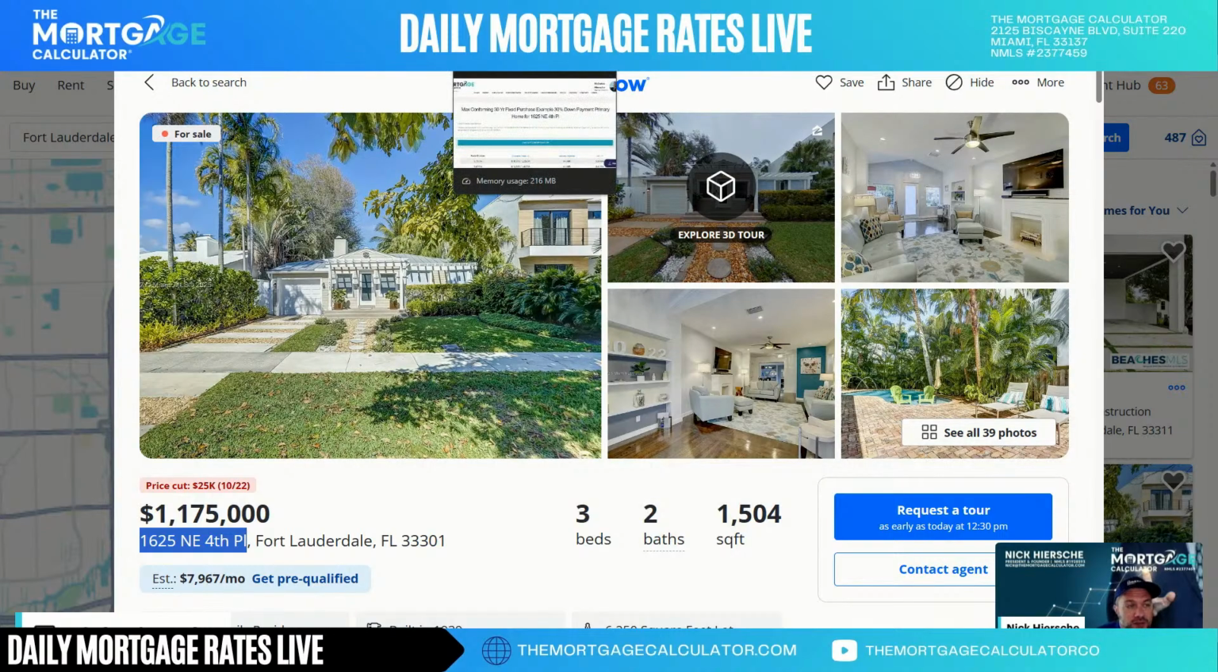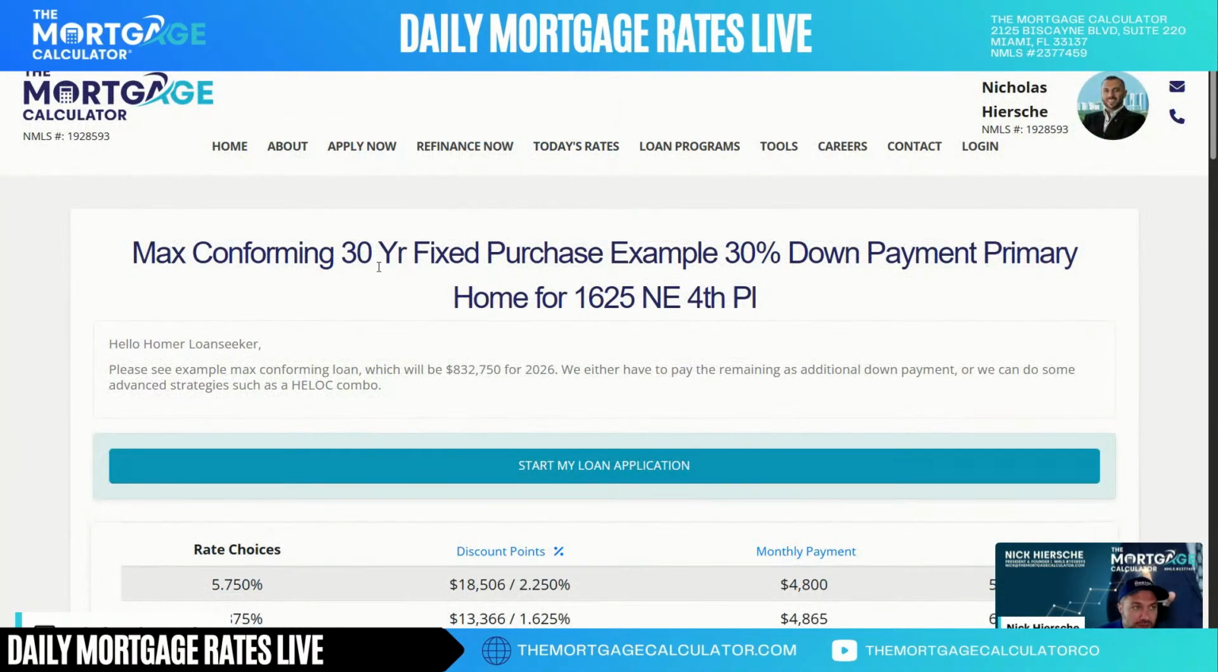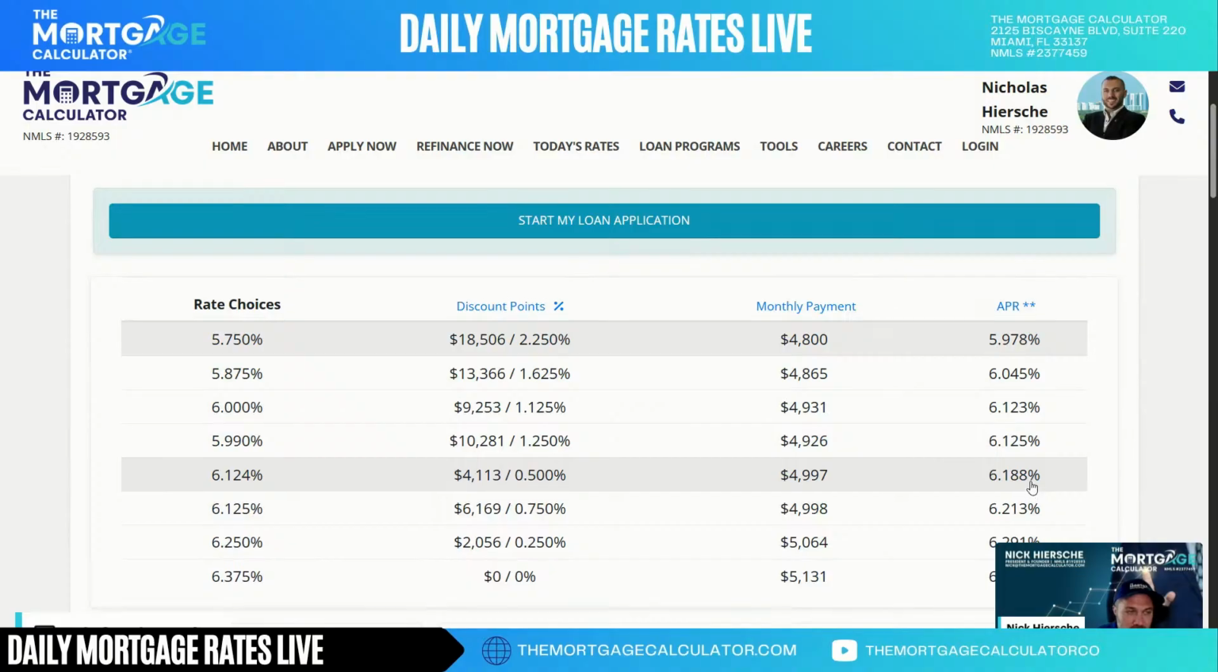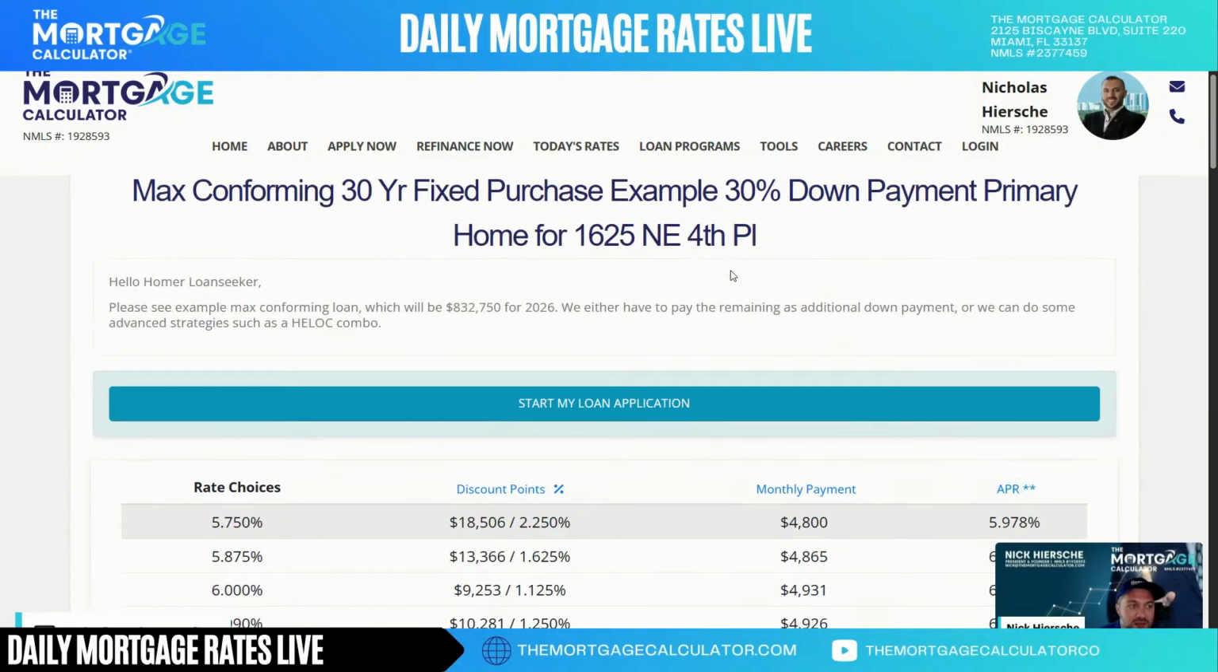So our first example here is when we do have to quote, unfortunately, a max conforming loan. And this year, for 2026, the max amount is going to be 832,750, roughly. And so what we set this loan up as is 30% down payment, 70% loan to value, because that gets us just a hair under the max loan amount here of 822,500. And still gets us some great rates because we are putting more down payment. So that's one of the benefits here.